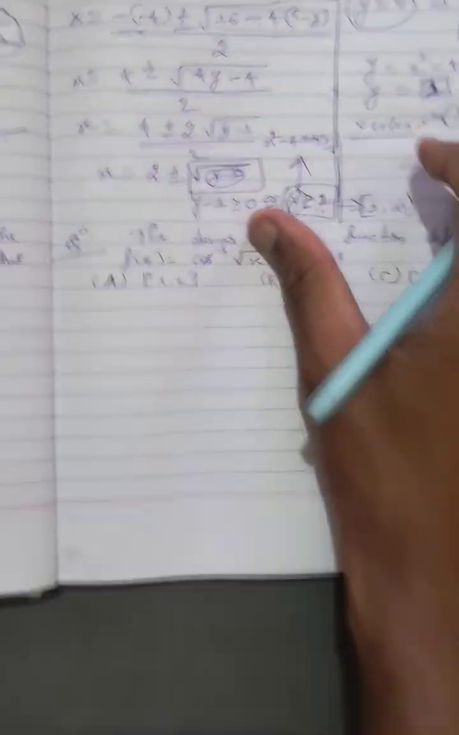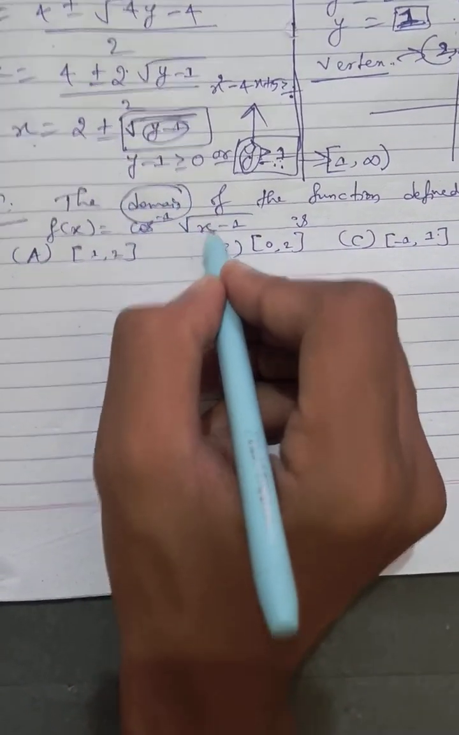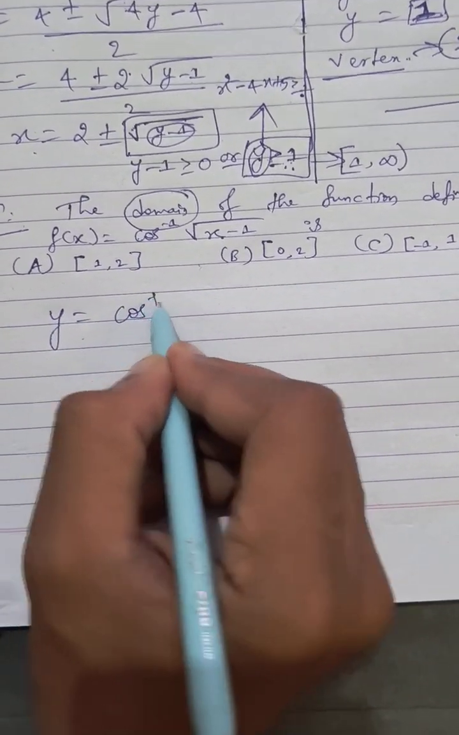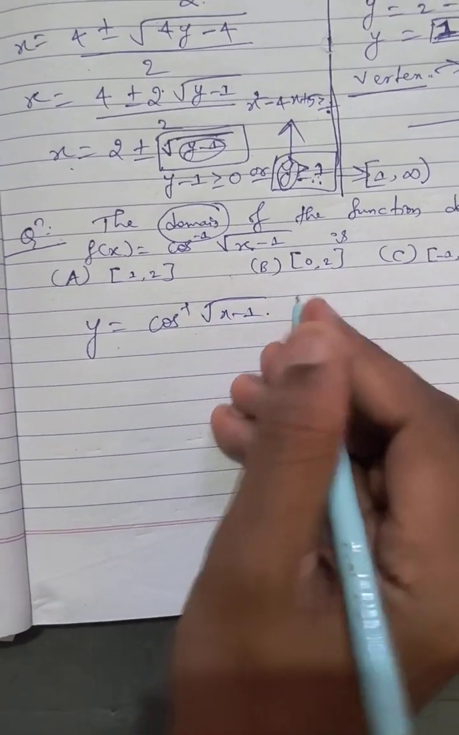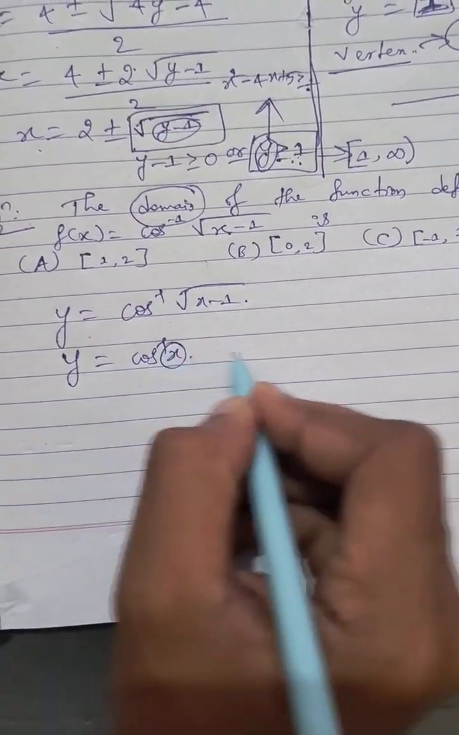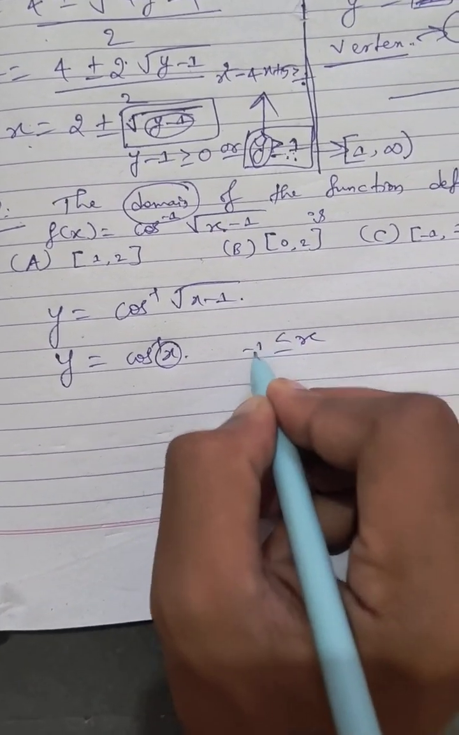Okay, now come to the next question. We have to find the domain of this function: y equals cos inverse of the square root of x minus 1. Whenever you have the function y equals cos inverse x, the domain of cos inverse x is that x should lie between minus 1 and 1.